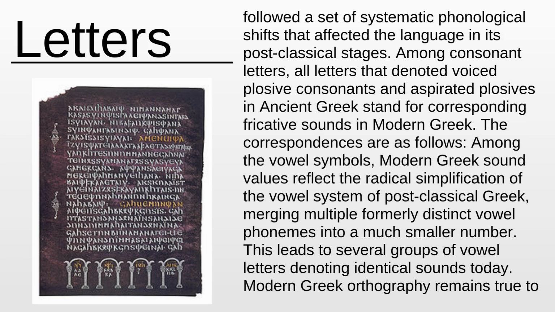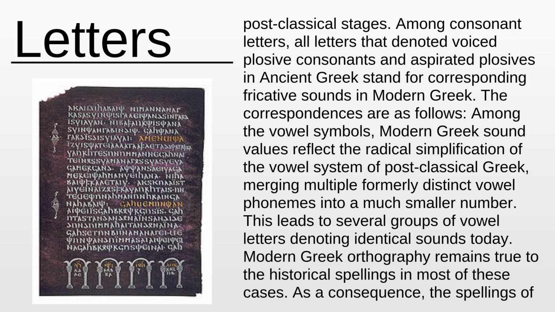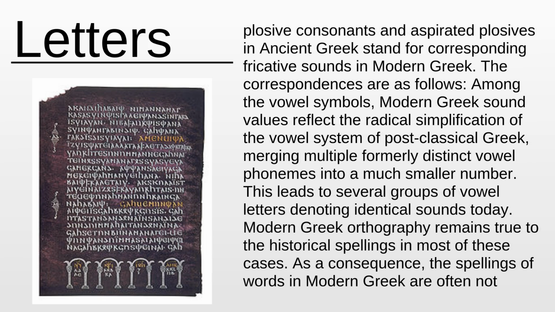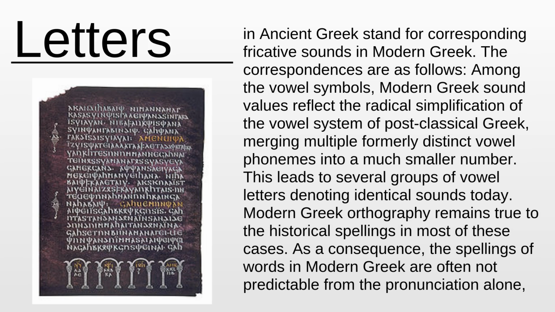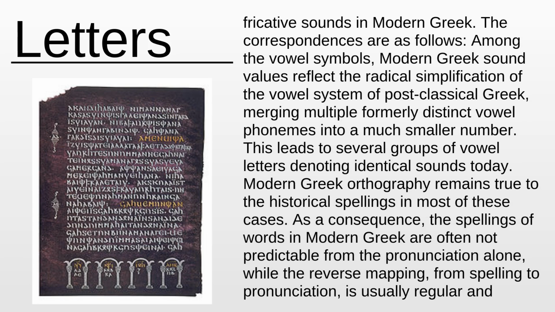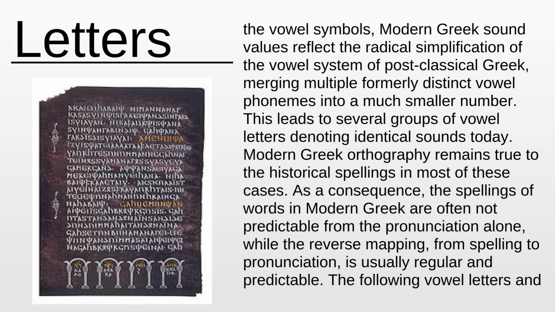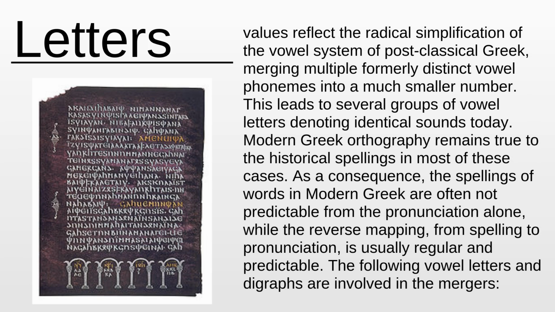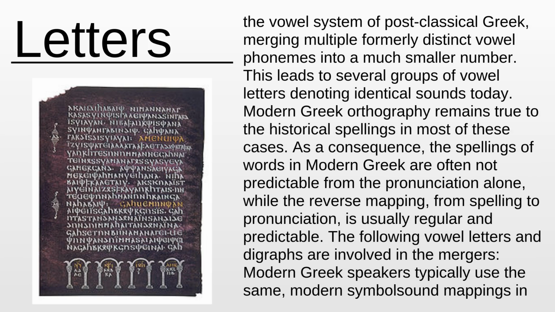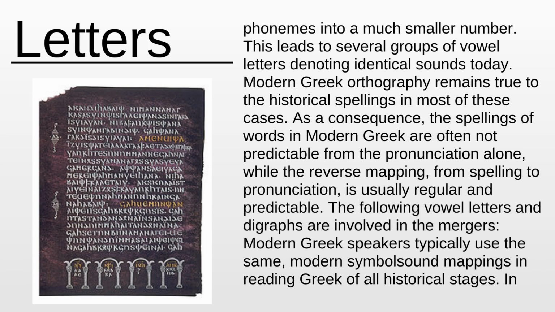Among consonant letters, all letters that denoted voiced plosive consonants and aspirated plosives in ancient Greek stand for corresponding fricative sounds in modern Greek. The correspondences are as follows. Among the vowel symbols, modern Greek sound values reflect the radical simplification of the vowel system of post-classical Greek, merging multiple formerly distinct vowel phonemes into a much smaller number. This leads to several groups of vowel letters denoting identical sounds today.